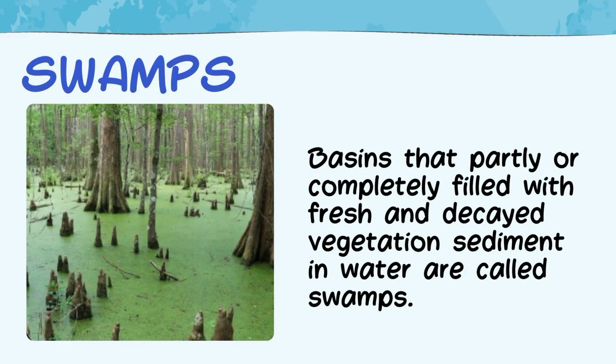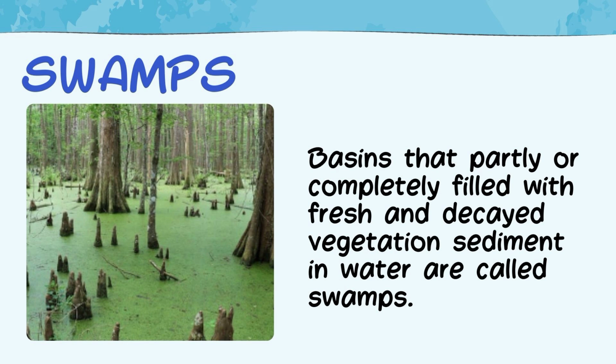So, swamps are basins filled with water containing fresh and decayed vegetation. They are transitional stages between a lake or pond and dry land. So, it contains fresh and decayed vegetation. It is a low, flat area that's filled with water, and the water is slow moving, allowing plants to grow and then decay, creating a mix of fresh and then rotting vegetation.